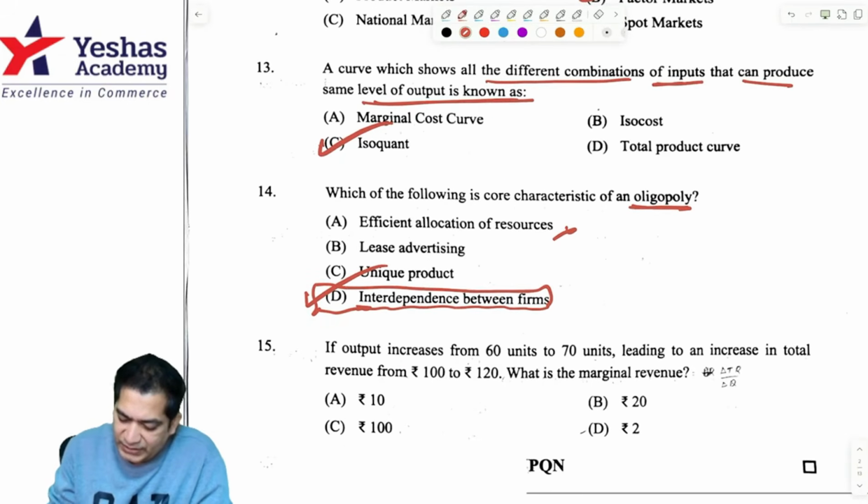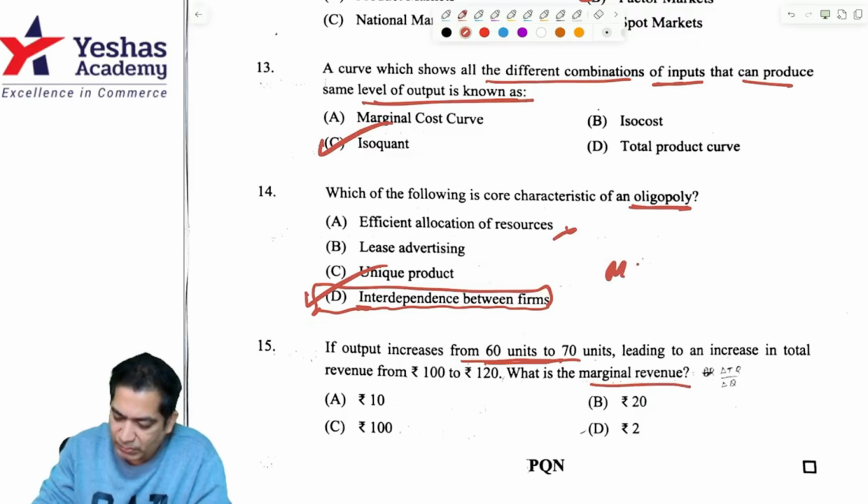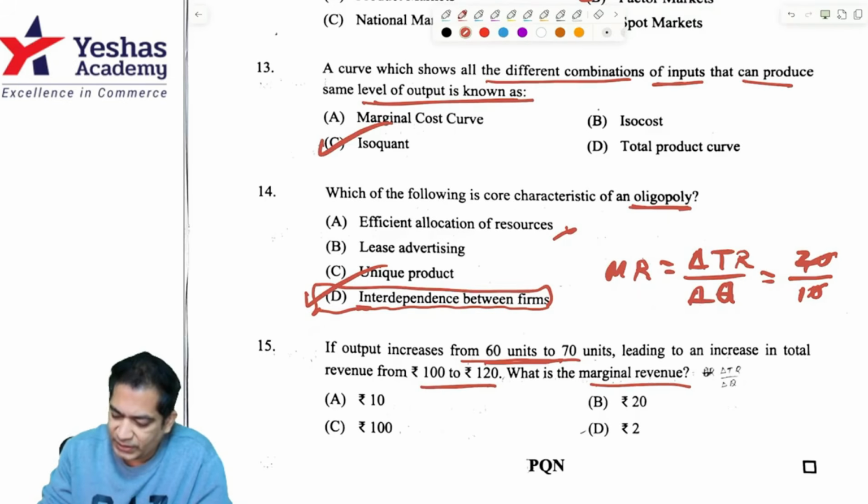If output increases from 60 to 70 units, they've asked you to calculate marginal revenue. We know marginal revenue is change in total revenue divided by change in quantity. So output changes from 60 to 70. So change in output is 10, leading to increase in total revenue from 100 to 120. Change in TR is 20. So 20 by 10 will be 2 as your answer.